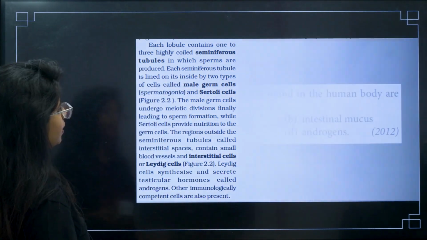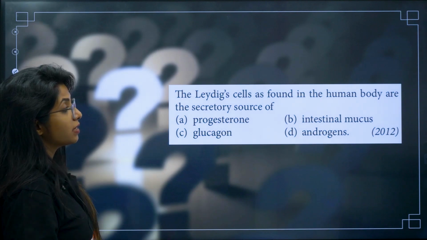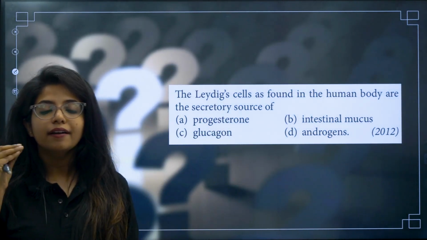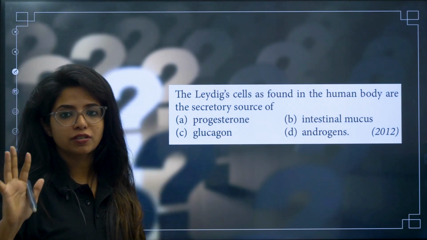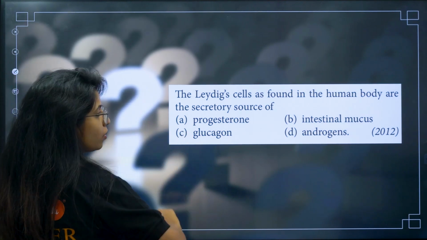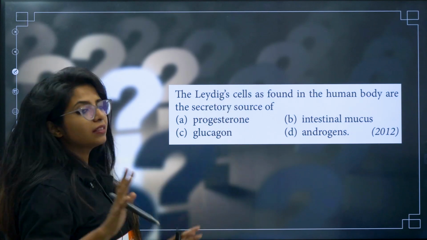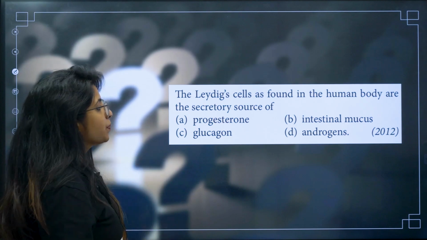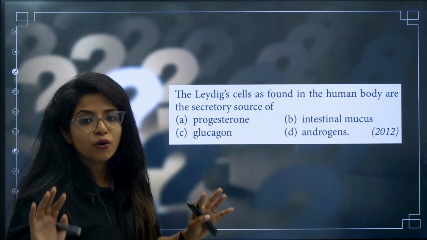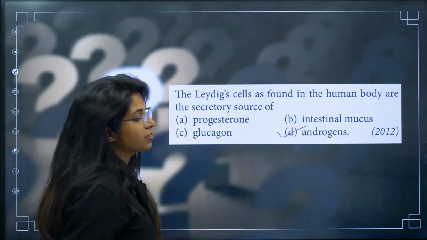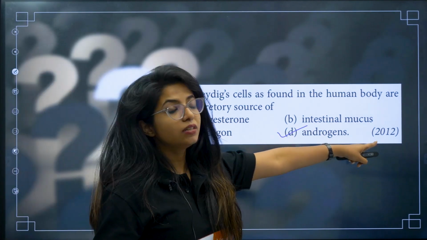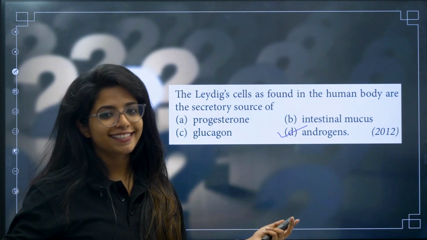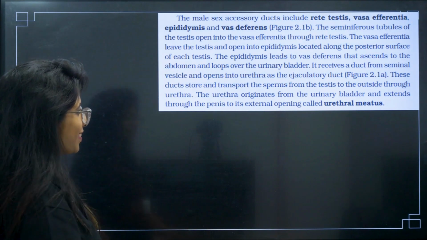Now let's go ahead. The Leydig cells, as found in the human body, are the secretory source of what? That is the question. You have options: progesterone, you do not know it; intestinal mucus, the mucus present inside the intestine; glucagon, no, that is a hormone; and androgens. You already know that it is the male sex hormone. This question came in 2012. Is it important? Yes. And do you know this? Obviously yes. It's very easy, right? So 2 marks.